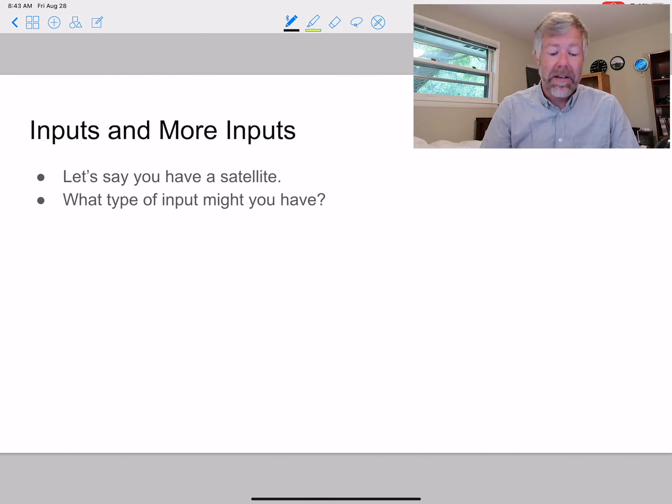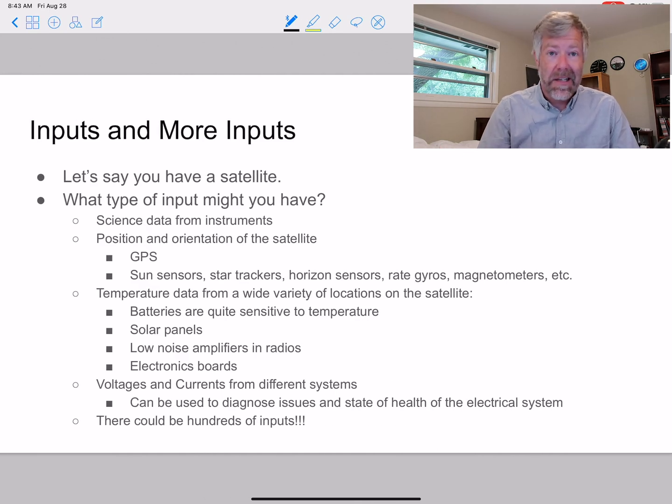Let's say that you have a satellite. What type of inputs might you actually have? Well, you have lots and lots of inputs. You have science data from the instruments. You have position and orientation of the satellite. You have temperature data from a wide variety of locations on the satellite.